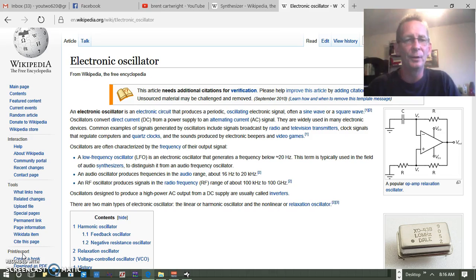The other thing, when you're dealing with an oscillator, what are you dealing with? If you look on Wikipedia, it says it is an electronic circuit that produces a periodic oscillating electronic signal, a wave. Does that make sense? And we've already talked about what a periodic wave is. So that's the basic concept. So it's either in a hardware or a software environment.